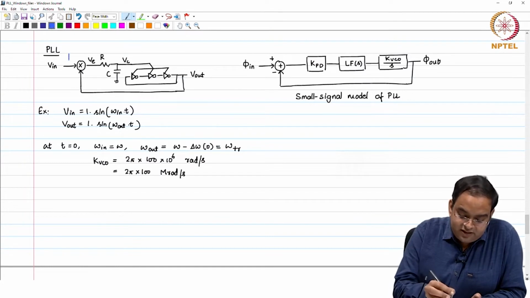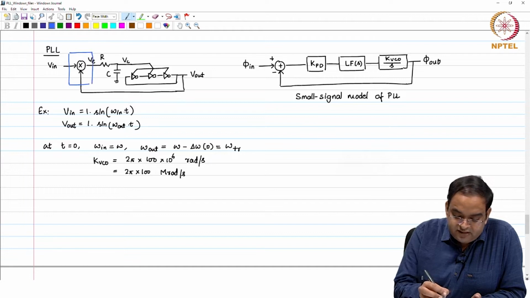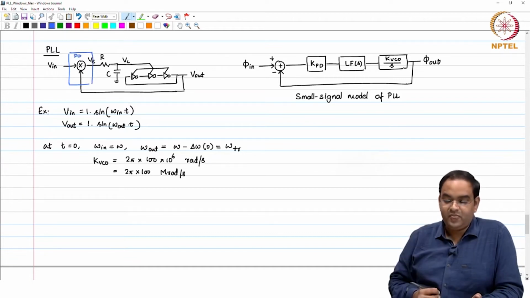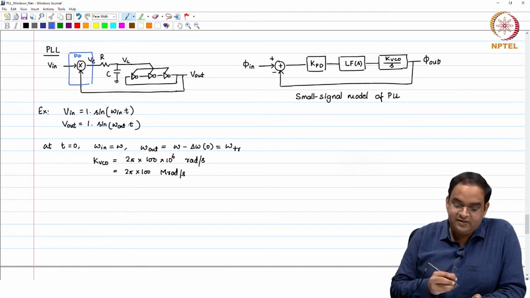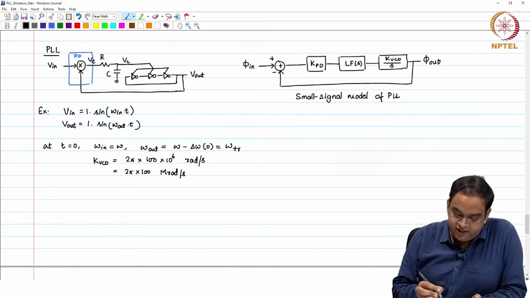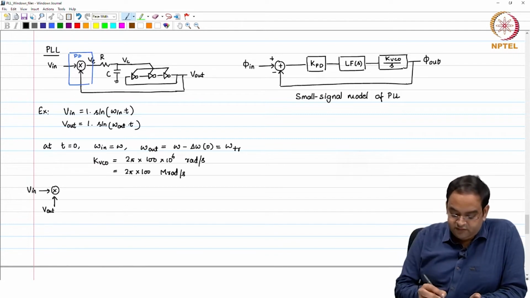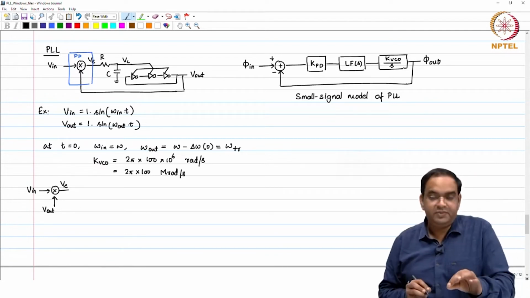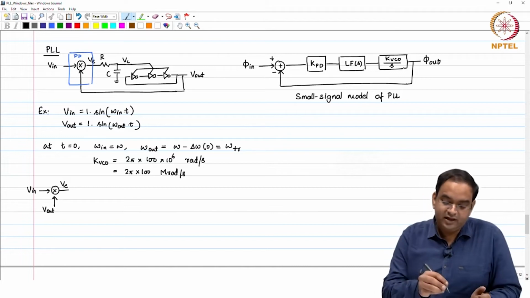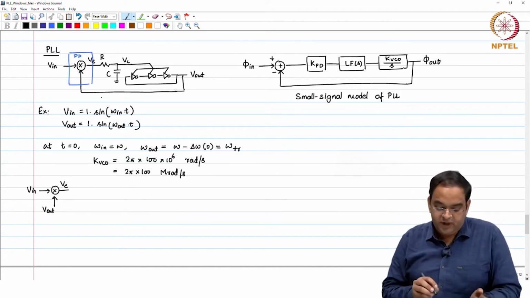Now, to understand this particular block, we will do it part by part. First, let us see if we only focus on the phase error detector part. Focusing only on the phase error detector means you are looking at the phase error detector in open loop. So, you have V in, you have V out. In a PLL it is not in open loop, but to understand how this closed loop works, we will go part by part.